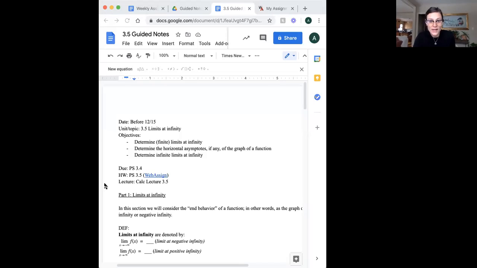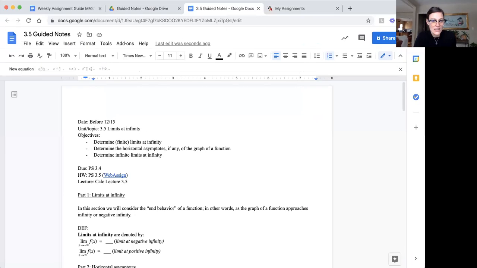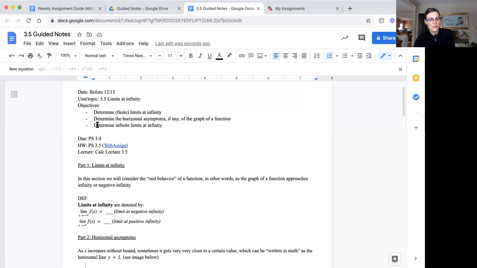Okay, so today we are talking about limits again. I bet you thought those wouldn't come up, but they do, and they're randomly thrown into this chapter. And so without further ado, we are talking about limits at infinity. So this is 3.5. We have a few objectives.